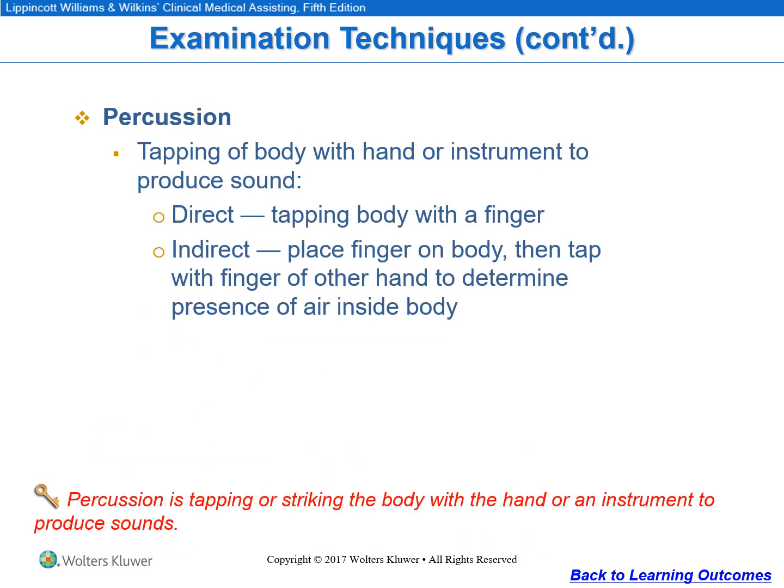Percussion, it's tapping of a body with a hand or instrument. So sometimes you're doing it directly over, just with your fingers, or the provider will have their hand and then they'll be tapping on the back of their hand that's on that body part. So what percussion is doing is we're trying to listen for if there's a thud or if there's a hollow sound. So they're trying to determine masses or air in that area.